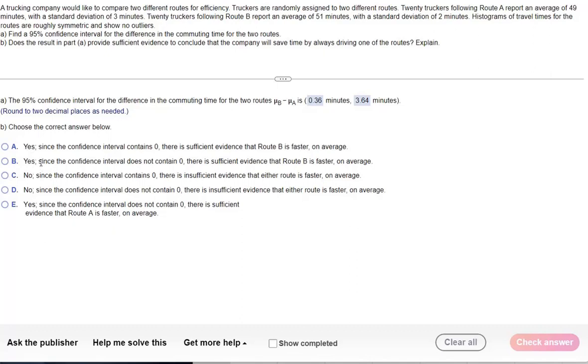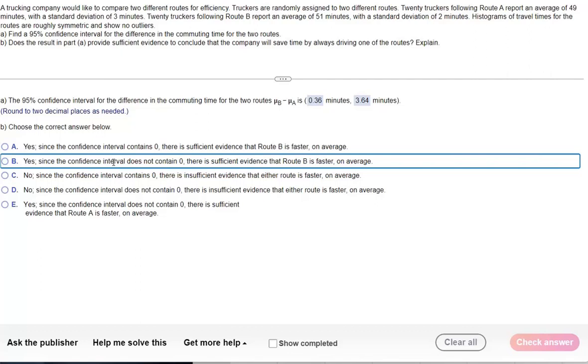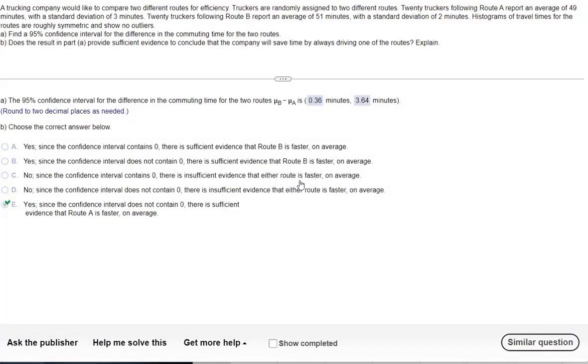There are 3 options. The confidence interval does not contain 0, so it's not that one. Yes, this one's right. Wait, route B was a mean of 51. No, route B is slower. Route A is faster on average, right? Route A had an average of 49, route B had an average of 51. So it's not that B is faster, it's that A is faster because it has a smaller time. Okay, I think that's it.